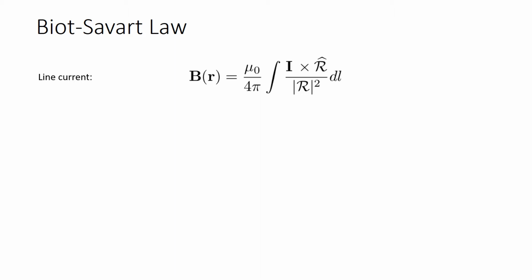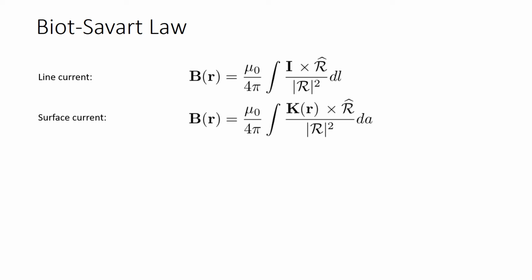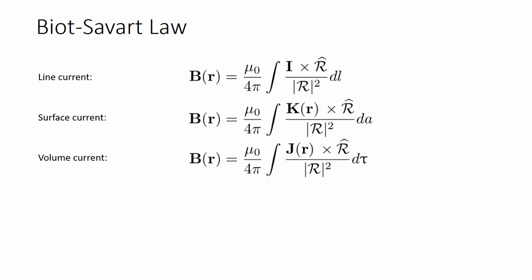As shown here, this is the form that we would use for current flowing through a wire. There are other forms of this law that may apply in other situations. For example, when there is a surface current, we use a form that includes K, the surface current density. When there is a volume current, we use a form that includes J, the volume current density.